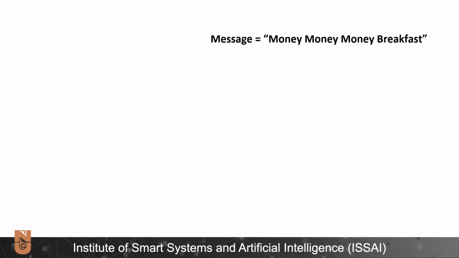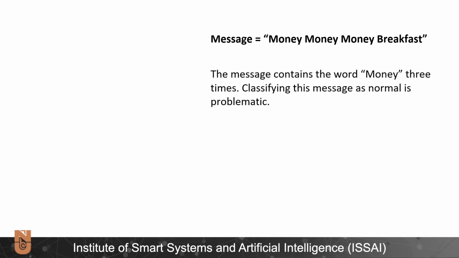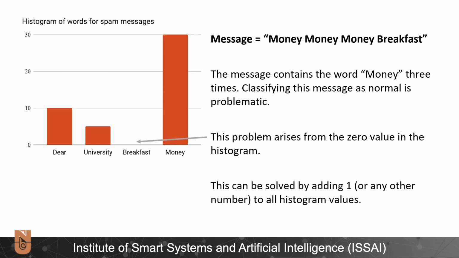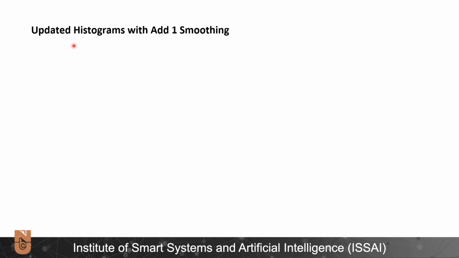We get our message "money, money, money, breakfast," and we classified it to be a normal message. But this message contains the word money 3 times, and classifying this message as normal is problematic. The problem arises from the 0 value in the histogram. But this can be solved by adding 1 or any other number to all histogram values. Let's look at the updated histograms with add-1 smoothing.